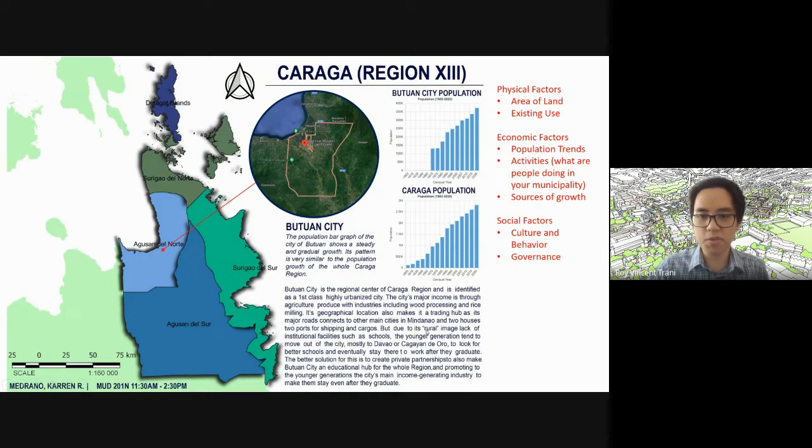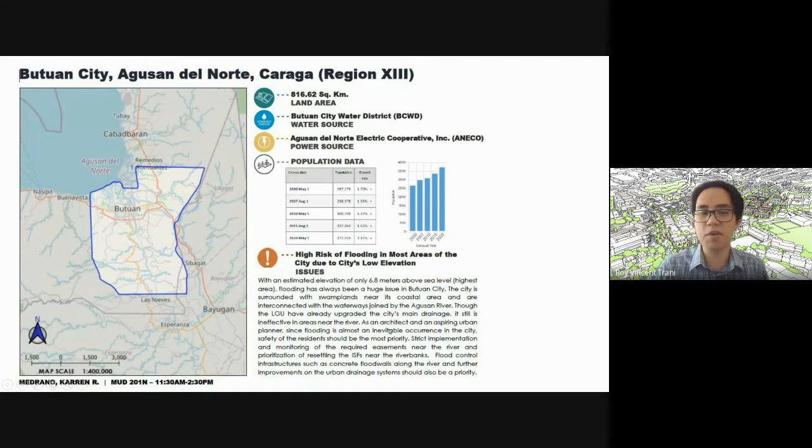So this is a very interesting problem or issue to solve because everything else seems to be doing well. It's just this image. So this falls more under social factors, cultural and behavioral sort of trends. The solution here would be to create private partnerships, also make Butuan City an educational hub for the whole region, and promote to the younger generations the city's main income-generating industry to make them stay even after they graduate. So it's more of an image problem, a very interesting social problem.